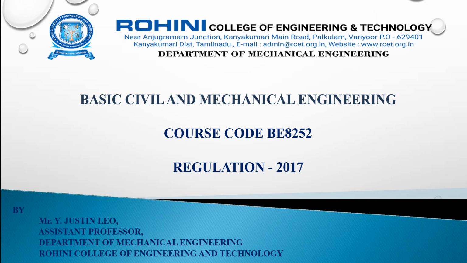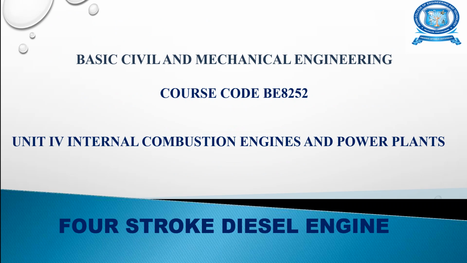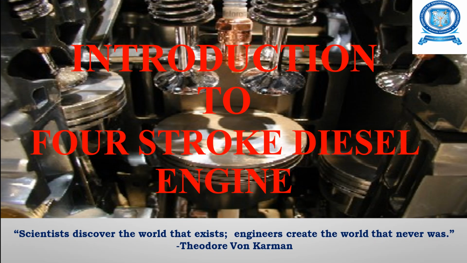And the course code for this Basic Civil and Mechanical Engineering is B8252, and this is for the regulation 2017. So here in this video section, we'll be studying about the fourth unit, internal combustion engines and power plants, in which we'll be dealing with the four-stroke diesel engine. So introduction to four-stroke diesel engine.